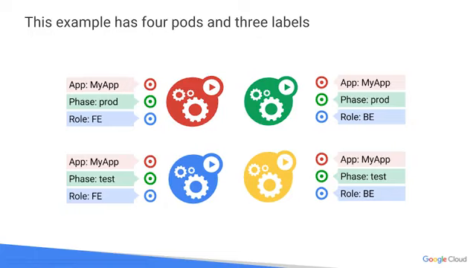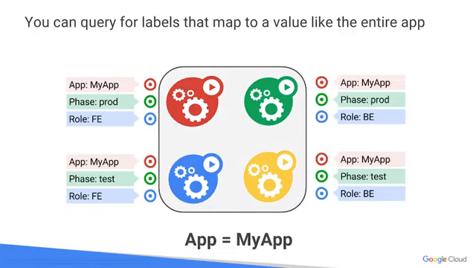In this example, you have 4 pods and 3 labels. So my application, my application, my application, my application. But notice the labels. One is prod, one is test, there's another for test, there's another for prod, and then you have different roles underneath each. That way, not only is it a way of segregating for reporting, but it's also a way of mechanizing and orchestrating the container environment itself.